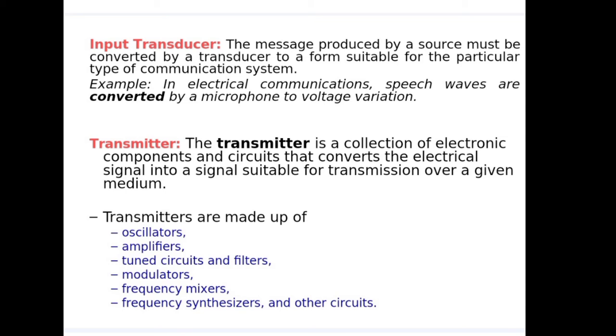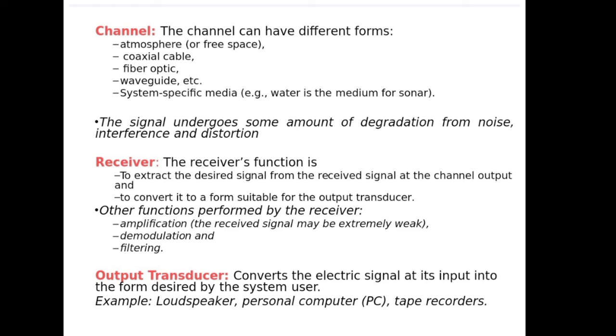Then transmitter. The transmitter is a collection of electronic components and circuits that converts the electrical signal into a signal suitable for transmission over a given medium. Transmitters are made up of oscillators, amplifiers, tuned circuits and filters, modulators, frequency mixers, frequency synthesizers and other circuits.